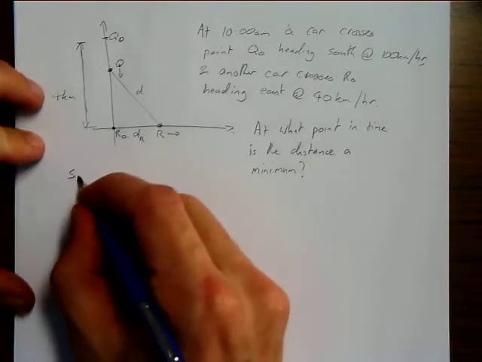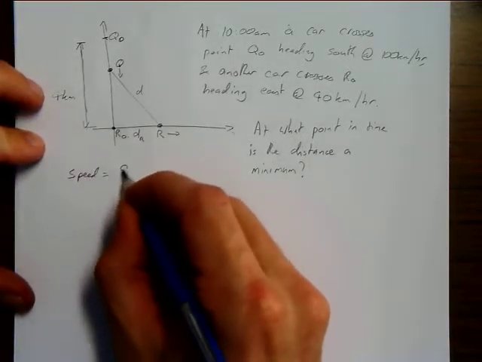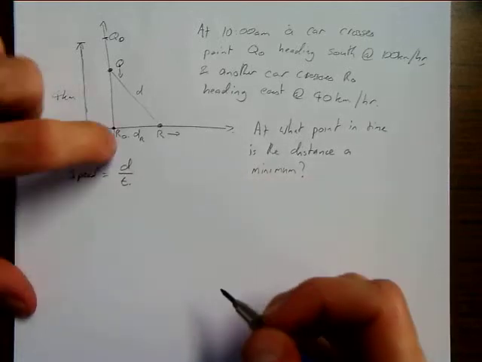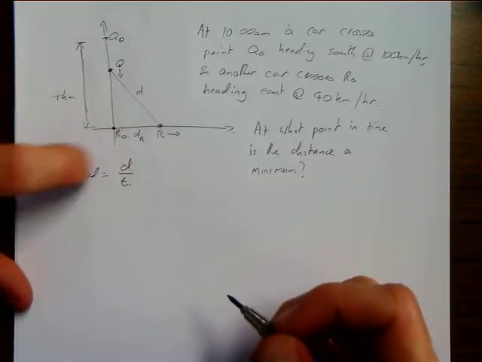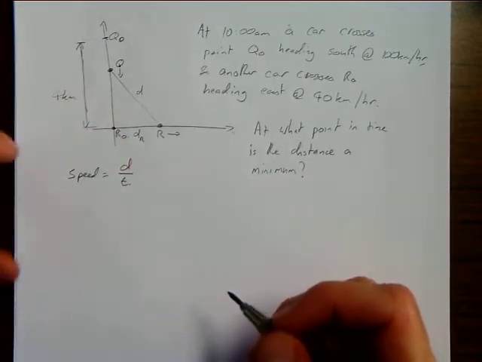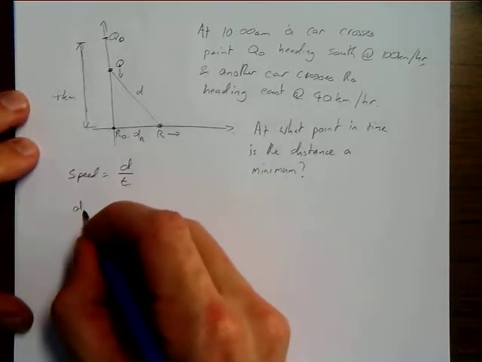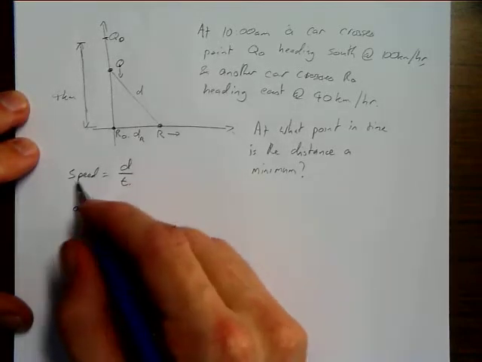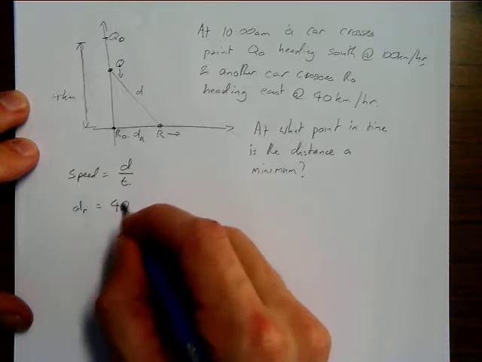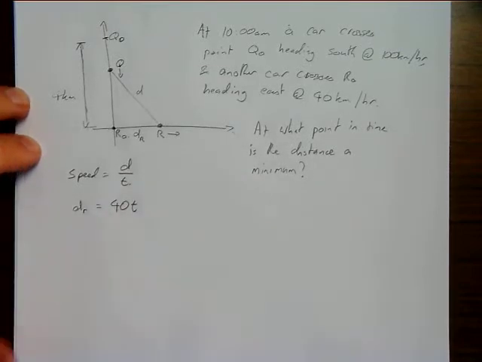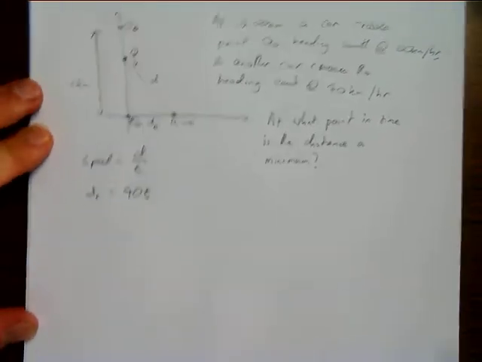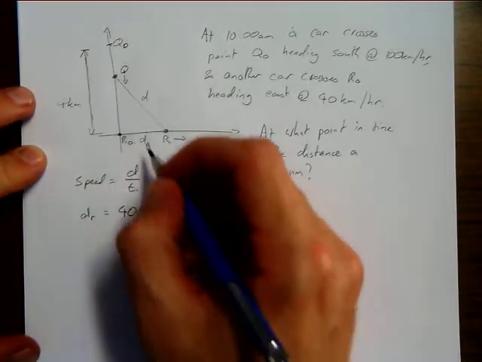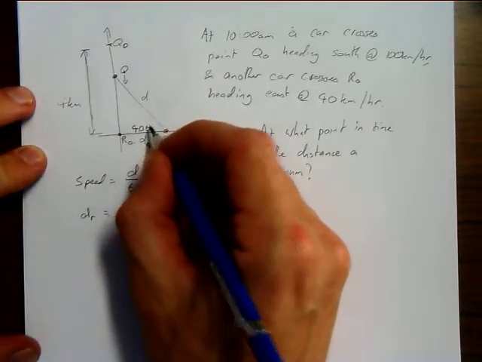So we know that speed equals distance over time. And we want distance, so we have to multiply speed by time. So dr is going to be his speed, which is 40, multiplied by his time. Okay, so we know this distance is 40t.